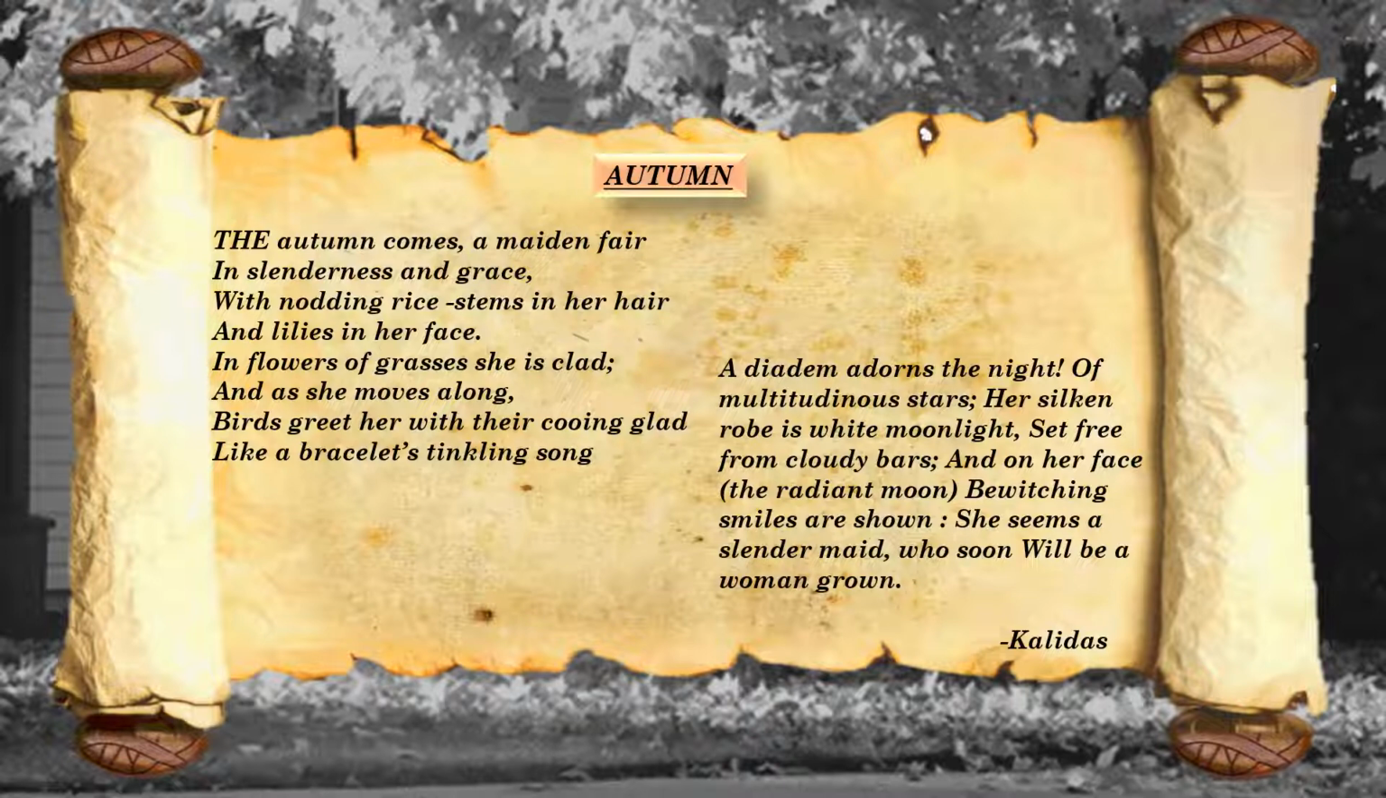Her silken robe is white moonlight, set free from cloudy bars, and on her face the radiant moon, bewitching smiles are shown. She seems a slender maid, who soon will be a woman grown.